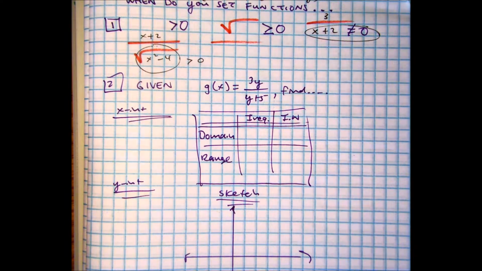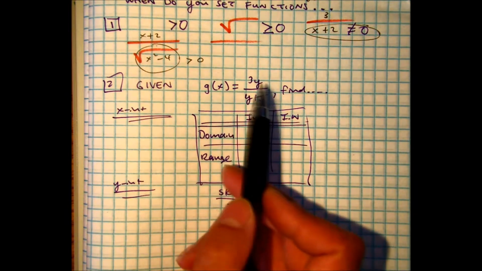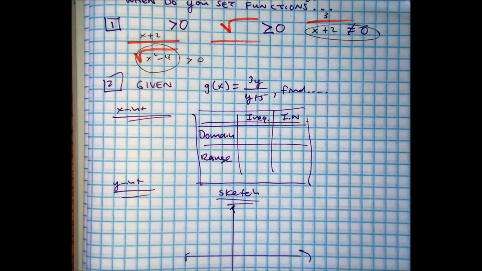This problem here, you were given g of x equals 3y over y plus 5. We need to find the x-intercept. David, how do you find an x-intercept?